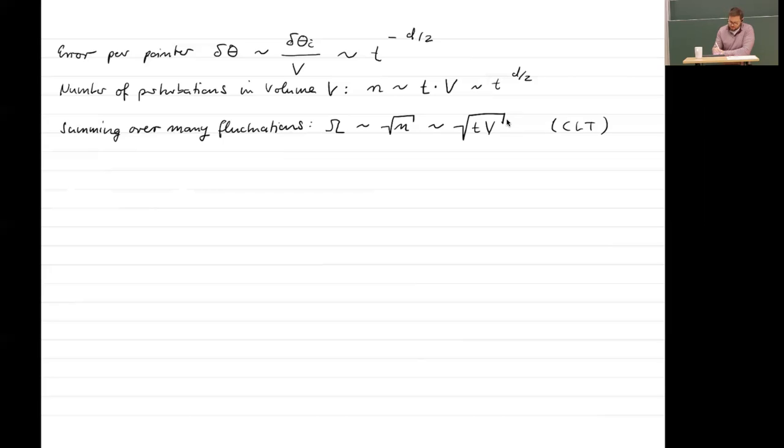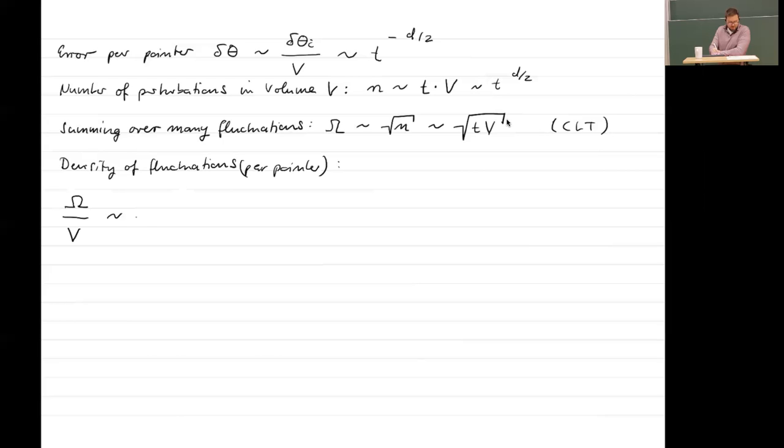And now we can look at a certain region in space and ask how a single pointer is affected by this fluctuation, by this omega. Now, density per pointer, that's the density. And then we take this capital omega and divide it by the volume.